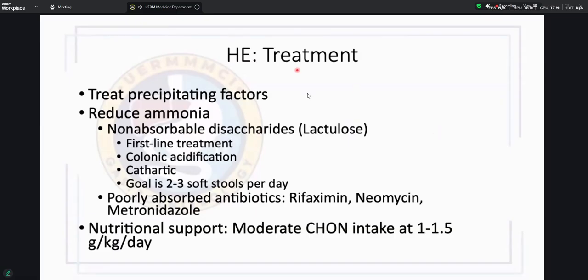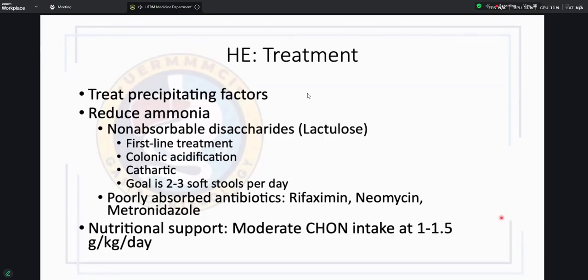Okay, so for the treatment of hepatic encephalopathy, first we treat the precipitating factors. I've discussed this before with hepatorenal syndrome. And the next is we try to reduce the production and absorption of ammonia. The first line is a non-absorbable disaccharide, so this is lactulose. Lactulose lowers the colonic pH, so this traps ammonia as NH4, which is non-absorbable. It also acts as a cathartic, so it reduces the intestinal transit time. The goal when giving lactulose in a patient with hepatic encephalopathy is to have at least 2 to 3 soft stools per day.